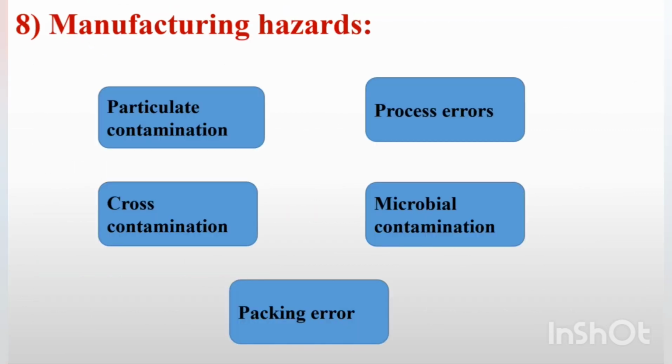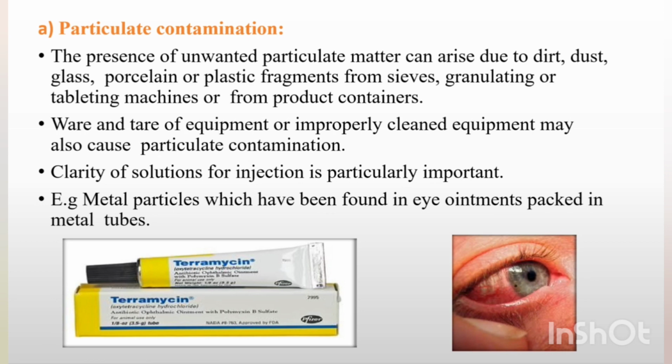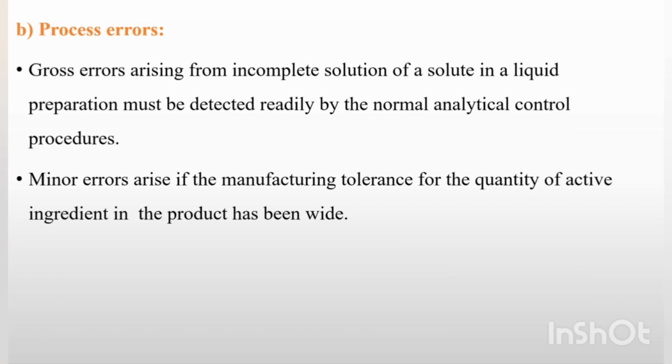Then there are manufacturing hazards: particulate contamination, process error, cross contamination, microbial contamination, and packaging error. First is particulate contamination. The presence of unwanted particulate matter can arise due to dirt, dust, glass, porcelain or plastic fragments from the sieves, granulating or tableting machines, or from the product containers. Wear and tear of equipment or improperly cleaned equipment may also cause particulate contamination. Clearly, in solutions for injection particulates are of importance. For example, metal particles have been found in eye ointment packed in metal tubes. So these are the types of particulate contamination.